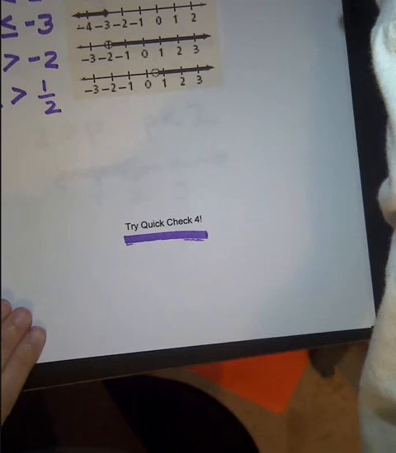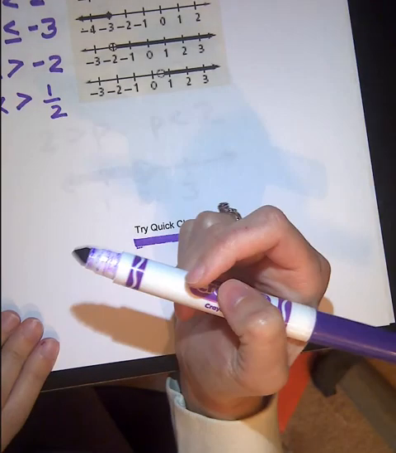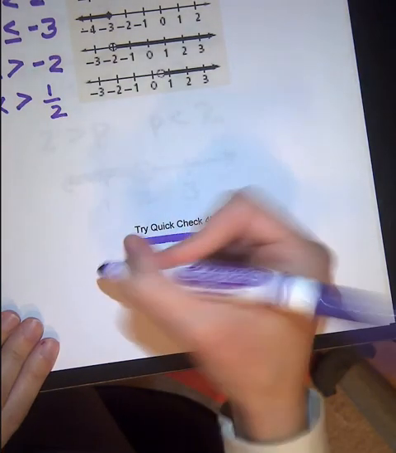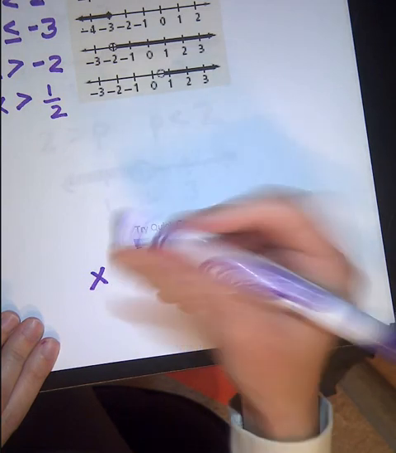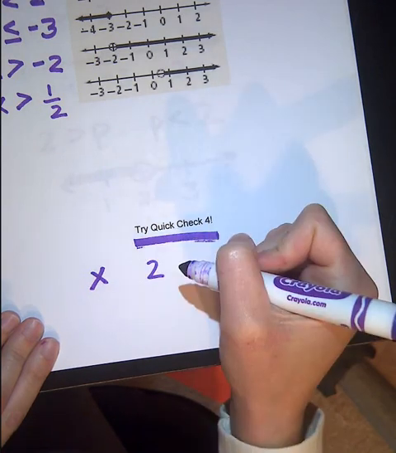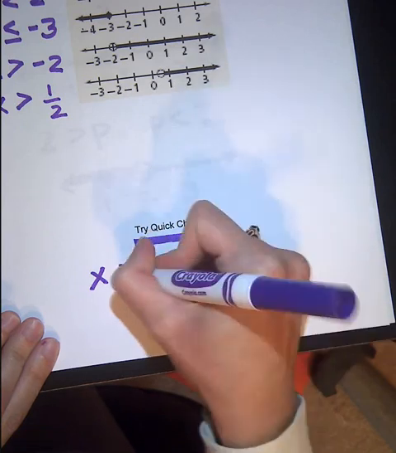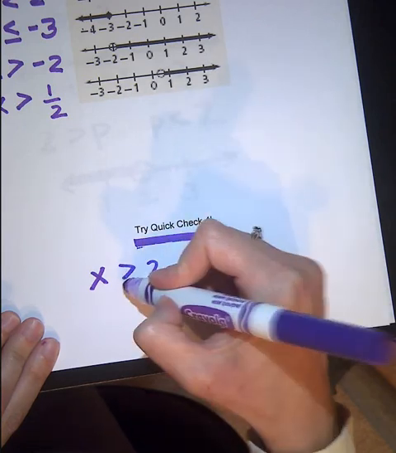Okay, welcome back. So here we go. When I look at that A, I'm going to pick x again. I've got a circle at 2. And the numbers shaded are 3 and up. That's greater than 2. And it does include 2. 2 is part of my solution, so it's greater than or equal to.